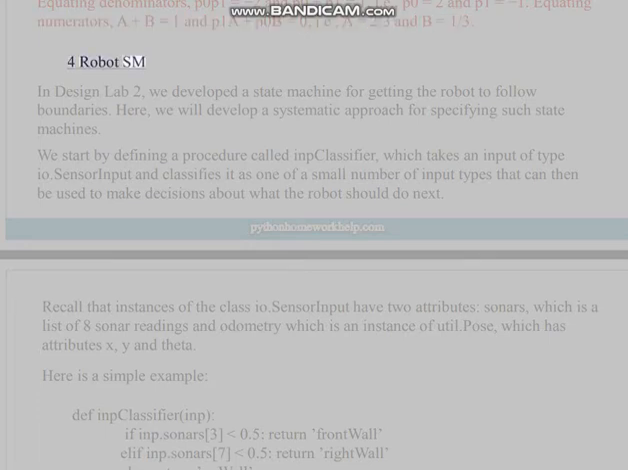For Robot SM. In Design Lab 2, we developed a state machine for getting the robot to follow boundaries. Here, we will develop a systematic approach for specifying such state machines. We start by defining a procedure called IntClassifier, which takes an input of type io.SensorInput and classifies it as one of a small number of input types that can then be used to make decisions about what the robot should do next.